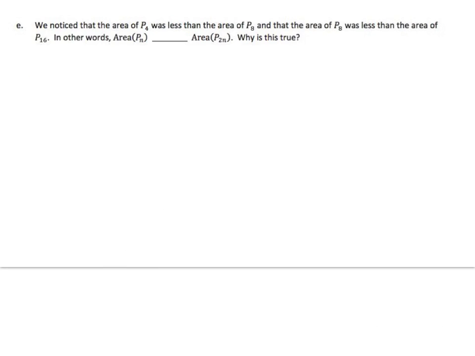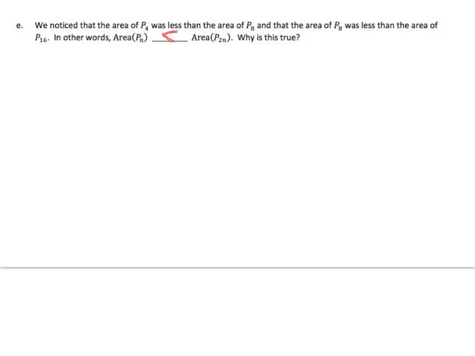All right, we noticed that the area of the polygon with 4 sides was less than the area of the polygon with 8 sides, and that the area of the polygon with 8 sides was less than the area of the polygon with 16 sides. In other words, the area of Pn is less than the area of P2n. The larger the number of sides, the larger our area is going to be.